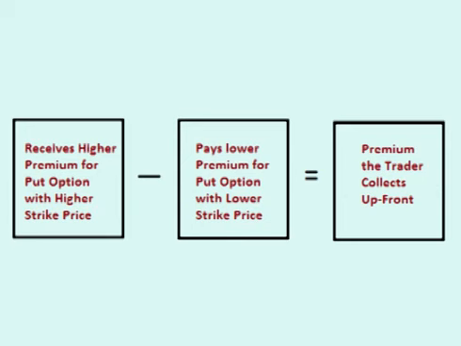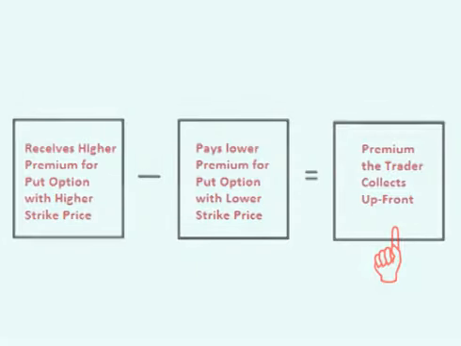Because the trader is selling a put option with a higher strike price than the put option that he buys, the cost or premium the trader collects up front for the option he sold will always be higher than the cost he pays for the option he buys. In other words, the trader collects and keeps the difference between the two premiums.